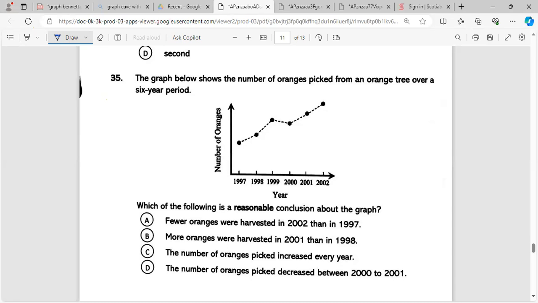Okay, so it says that the graph below shows the number of oranges picked from an orange tree over a 6-year period. Which of the following is a reasonable conclusion about the graph? A. Fewer oranges were harvested in 2002 than in 1997.